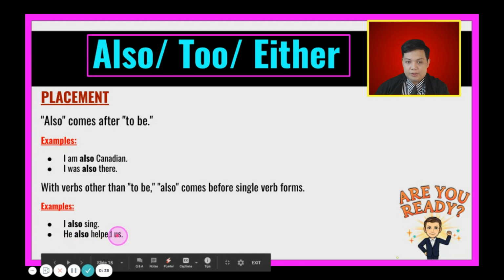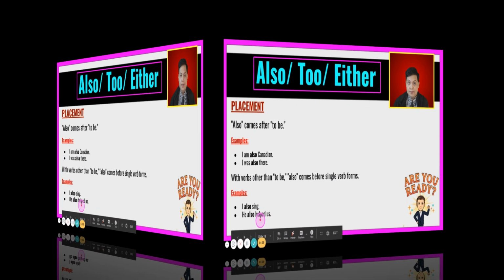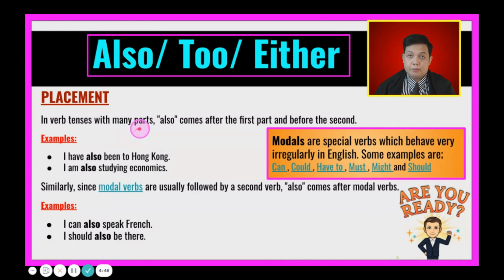He also helped us. So in this following example, also comes before a single verb, which is sing and helped. In verb tenses with many parts, also comes after the first part and before the second, like the following examples.